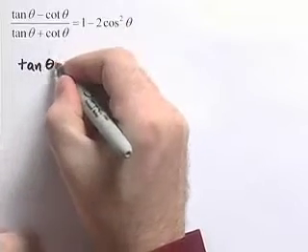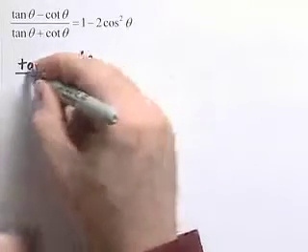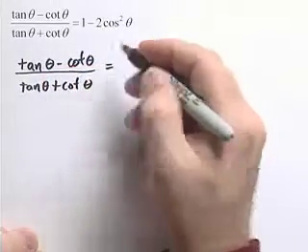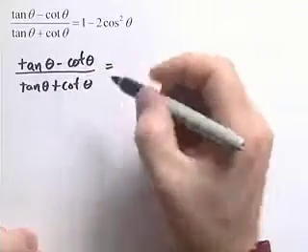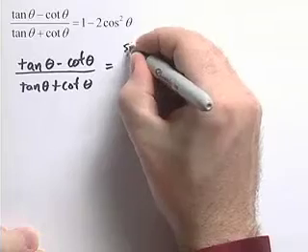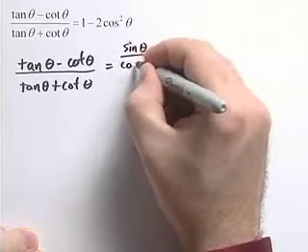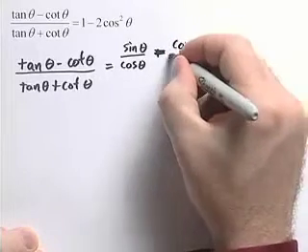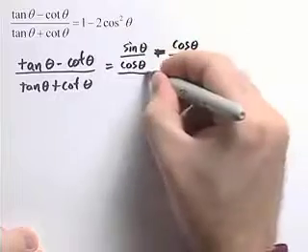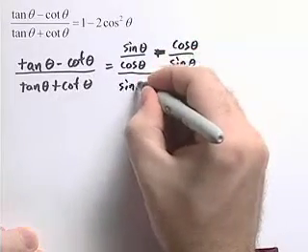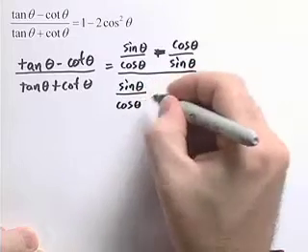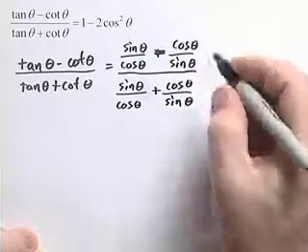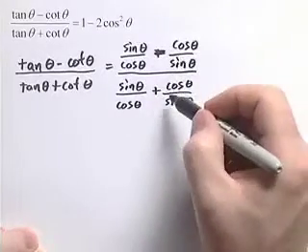Here we have tangent of theta minus cotangent theta divided by tangent theta plus cotangent theta. We're going to rewrite each of these tangents and cotangents in terms of sines and cosines. So we're going to have sine of theta over cosine theta, minus cosine theta over sine theta, all divided by sine theta over cosine theta, plus cosine theta over sine theta. And we've got two fractions in the numerator and two fractions in the denominator.